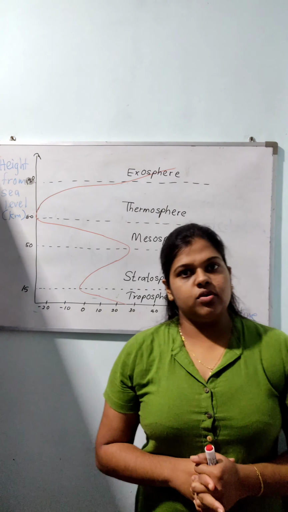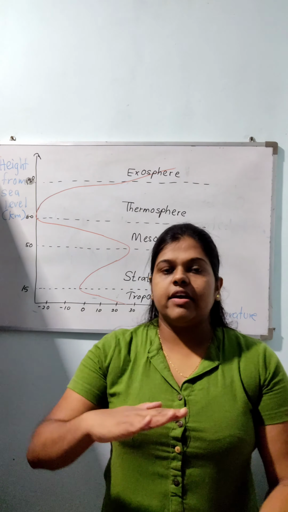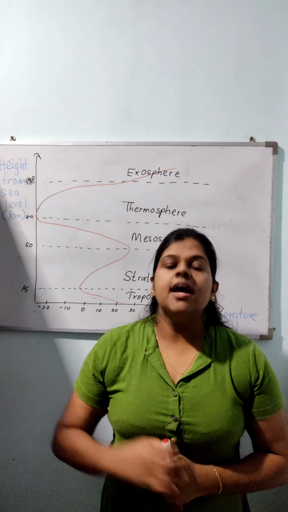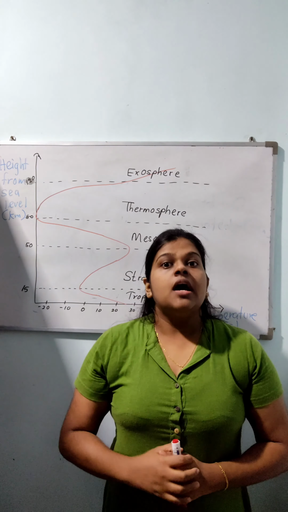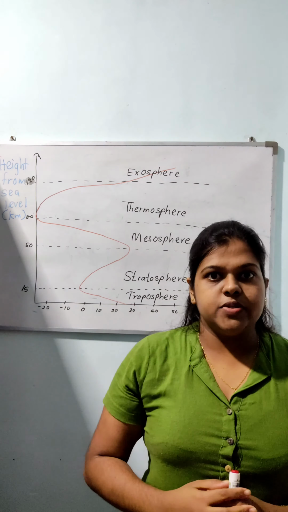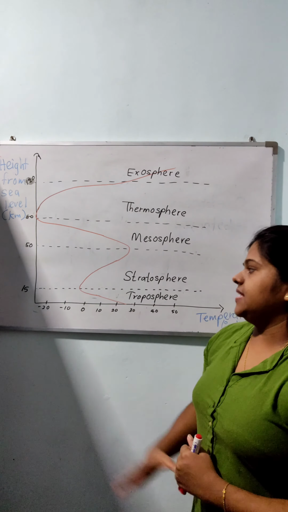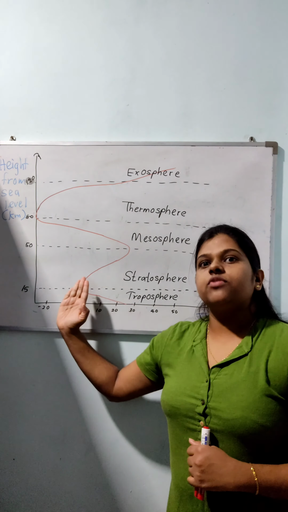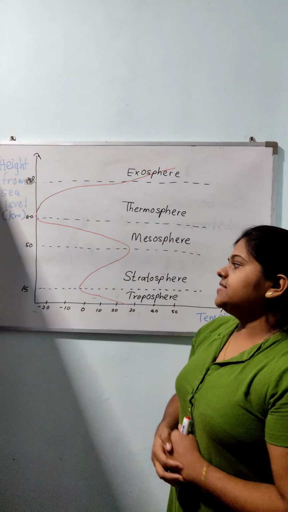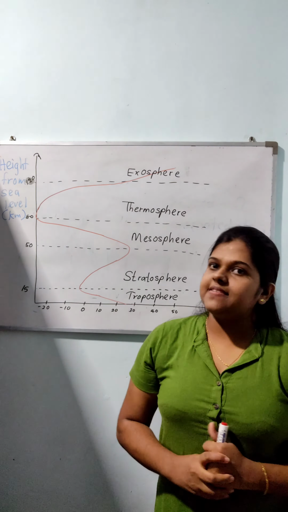The main reason for this is that the lowest place of the troposphere is in touch with the land and the sea. So land and sea are heated by the sunlight. But when going upwards, that heating ability is reduced because it is going away from the land and sea. Because of that, when we go upward in the troposphere, the temperature is decreasing. Its height is about 0 to 15 kilometers from the sea level.